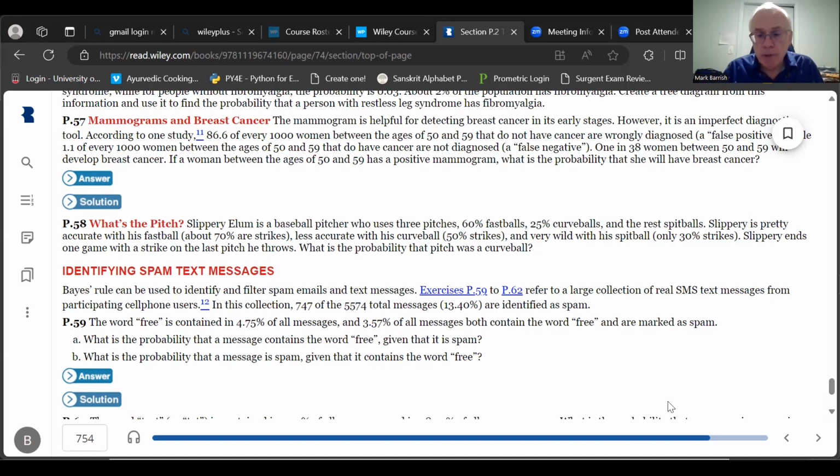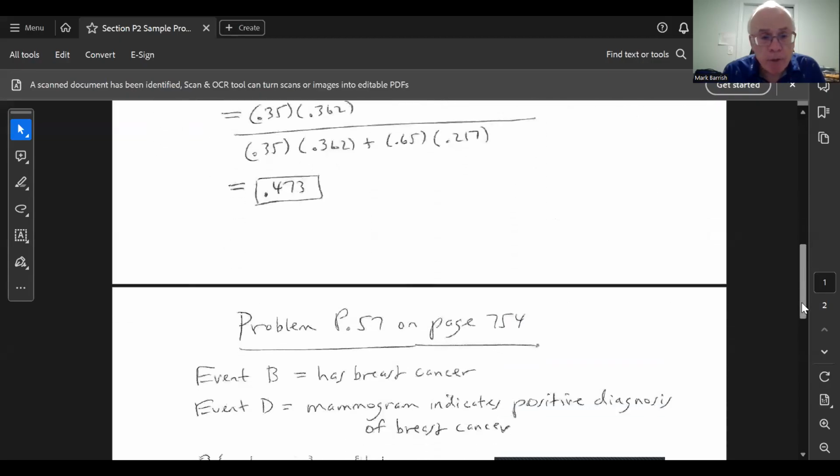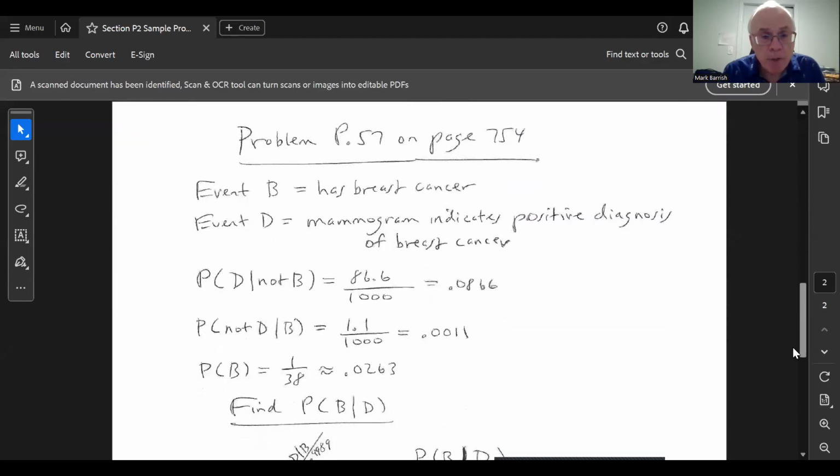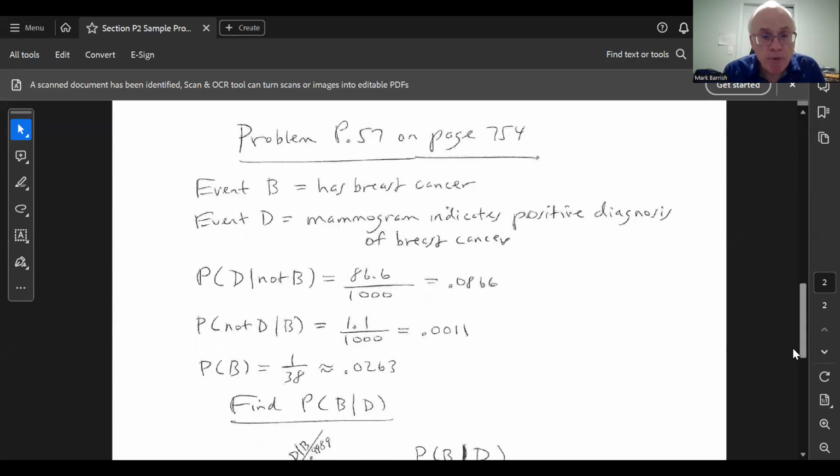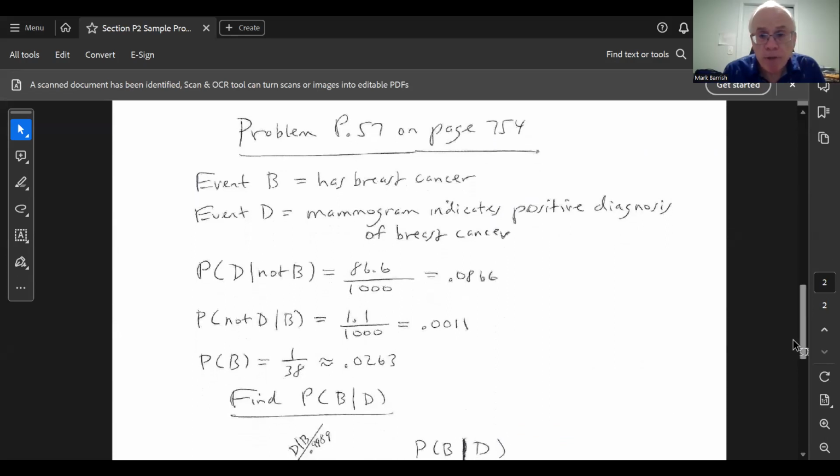So, all right, let's take a look at the solution that I'll be showing you. Okay, so let's actually go to that page. This is page 50, problem P.57. Same page as the other one.